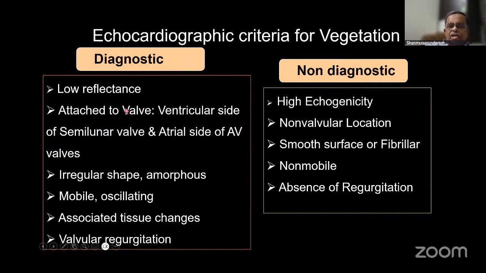If it is attached to the valve, particularly the ventricular side of the semilunar valve, or the atrial side of the AV valve, this is the common situation. But the vegetation can involve both sides, or one of the two sides. It may differ from person to person.